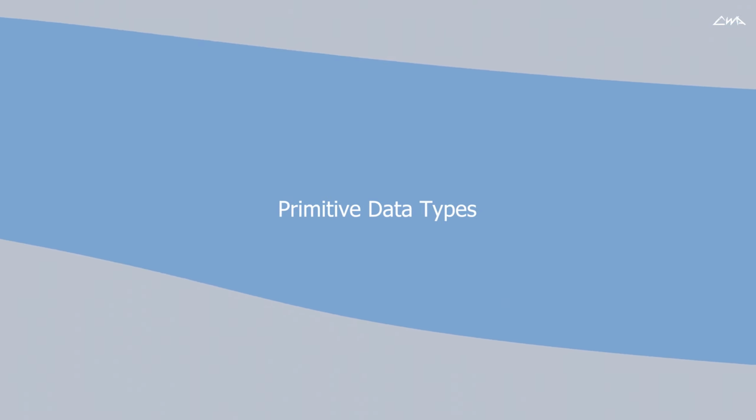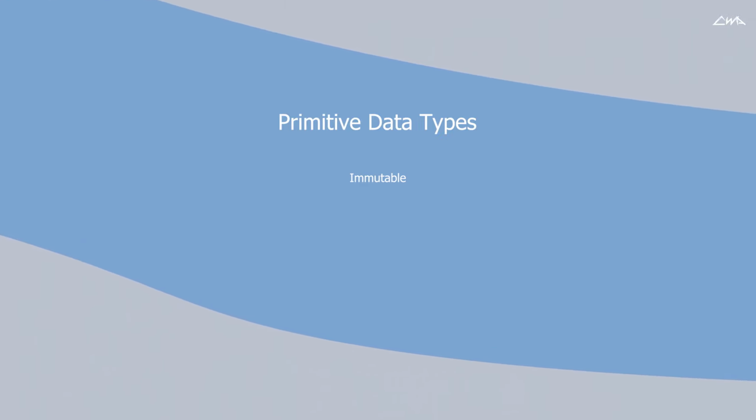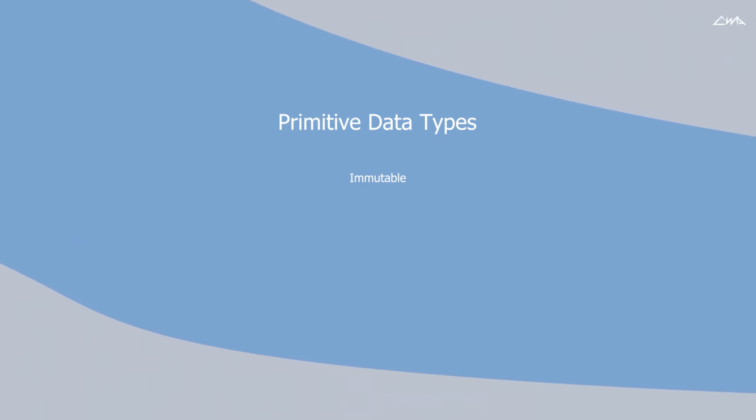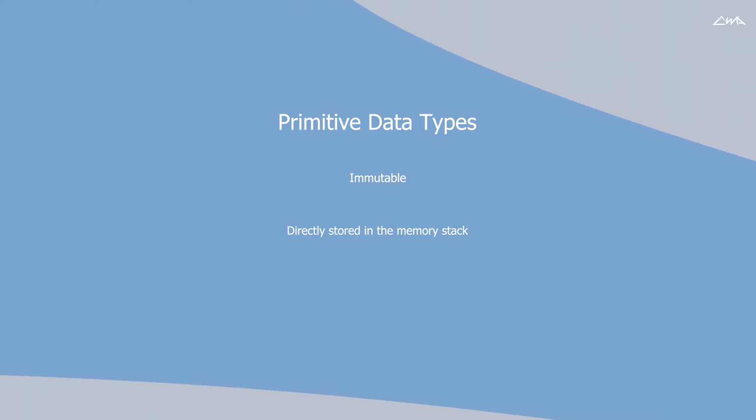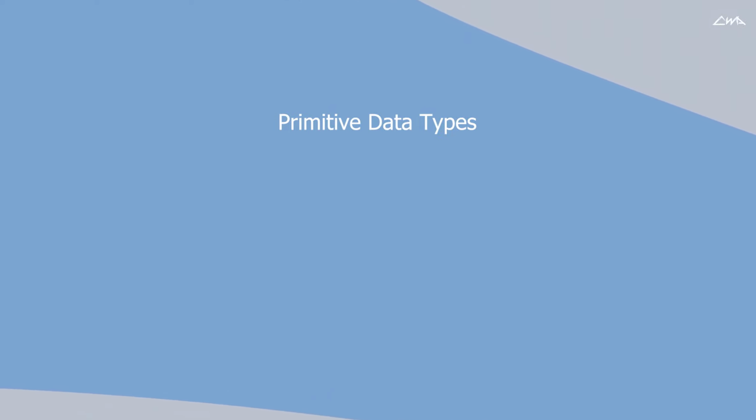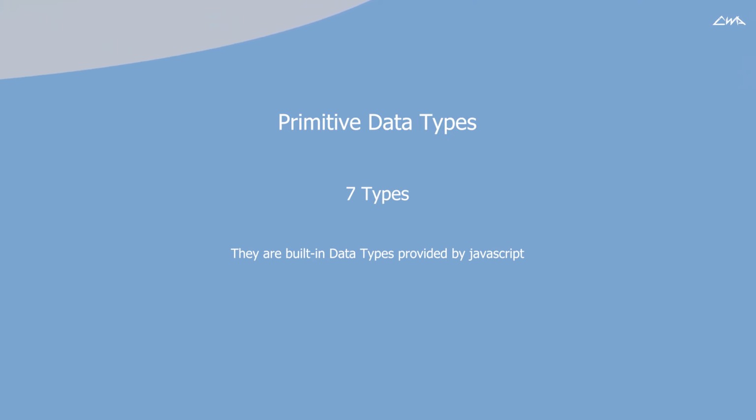Let's further know about primitive data types. These, as mentioned, are immutable. That means they cannot be modified or changed. This type of data is directly stored in the memory stack. These are further categorized into 7 types. They are built-in data types provided by JavaScript.